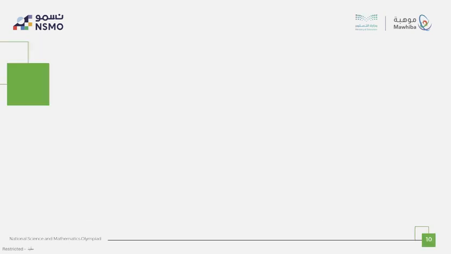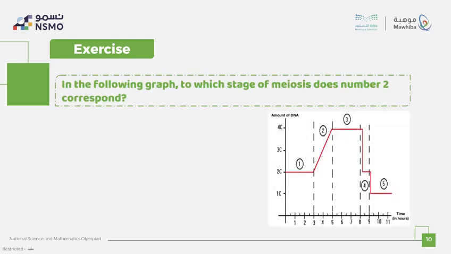Let's examine ourselves to see if we are understanding meiosis very well with this exercise. In the following graph, to which stage of meiosis does number 2 correspond? Before I go through the options, let's illustrate this figure. The horizontal axis shows the time, while the vertical axis represents the amount of DNA in the cell. At point 1, the DNA level is constant, indicating the cell is before replication.